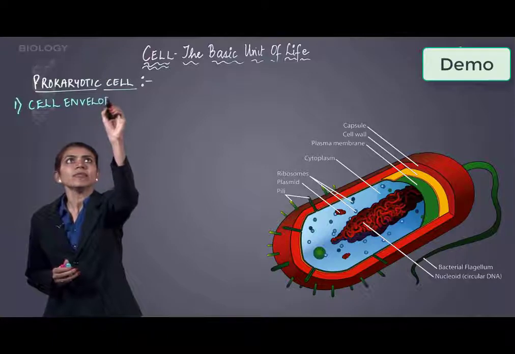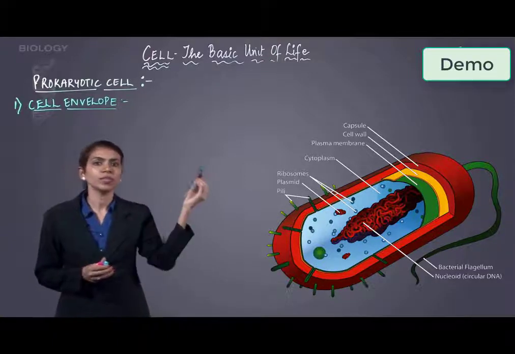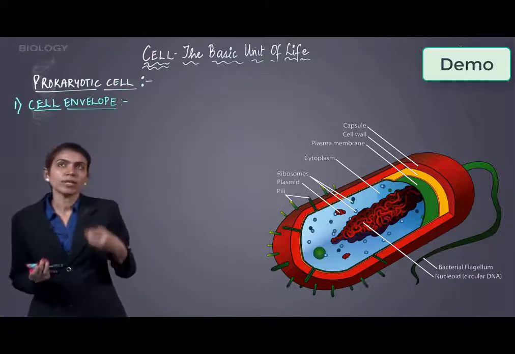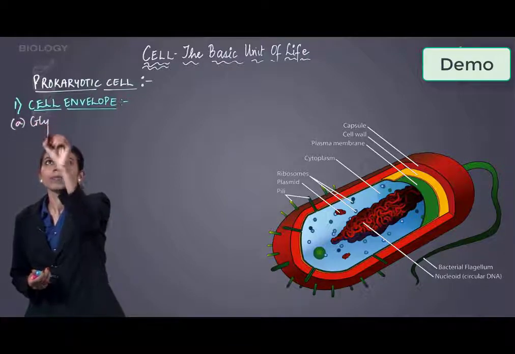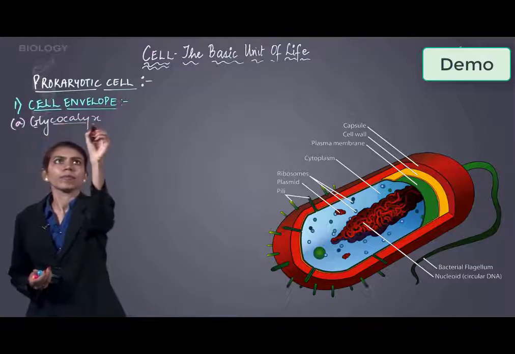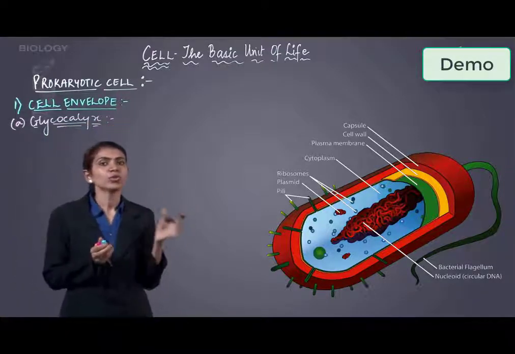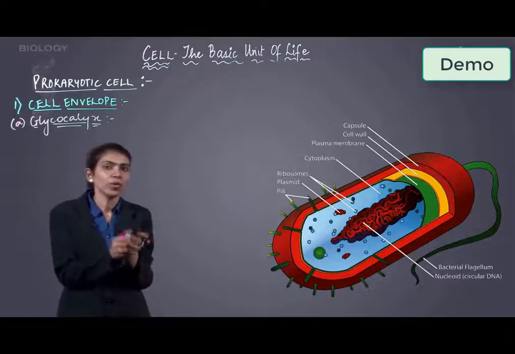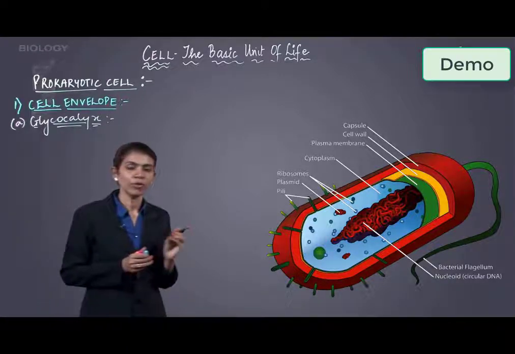Now this cell envelope is divided into 3 layers. The first, being the outermost one, is the glycocalyx. So let us talk about the glycocalyx. Glycocalyx, as we can see, is the outermost covering of the protoplasm. Whatever lies internal to the cell envelope is the protoplasm.